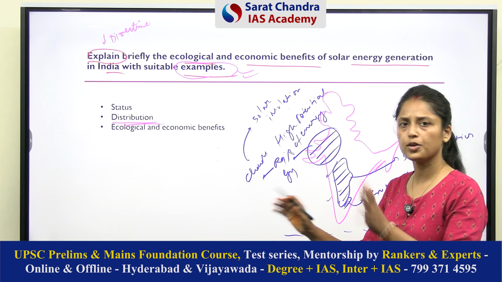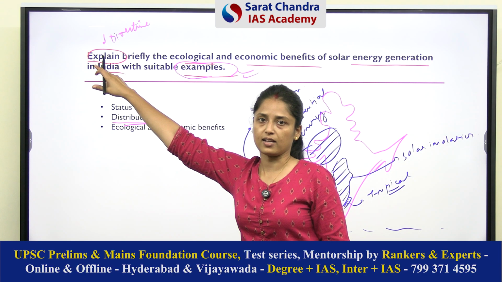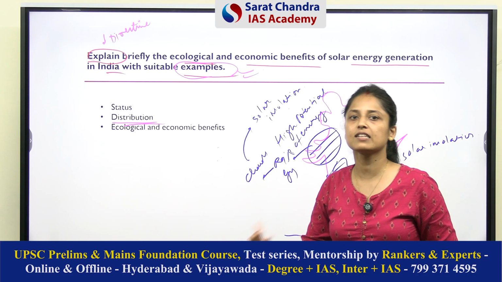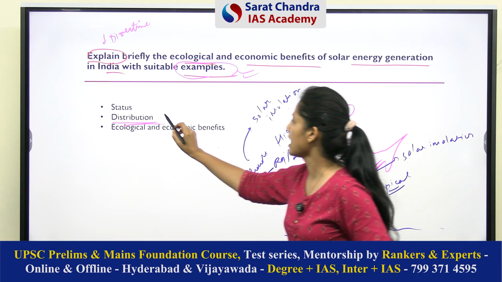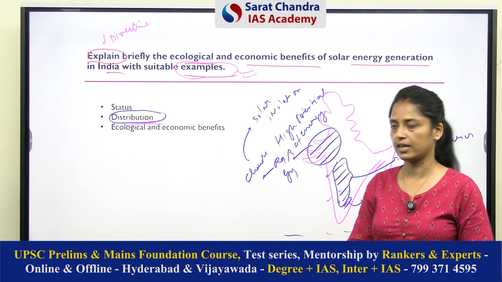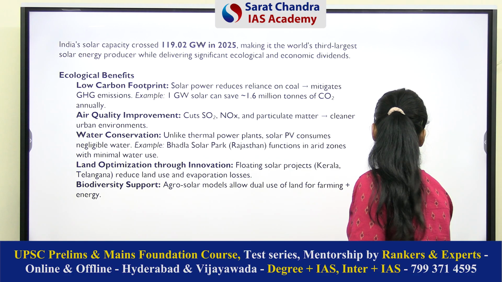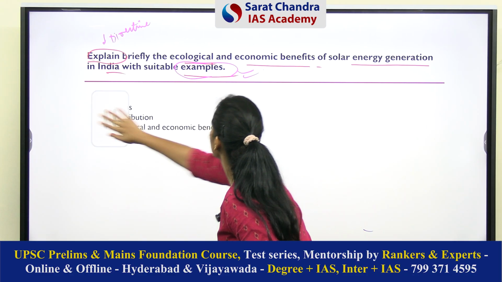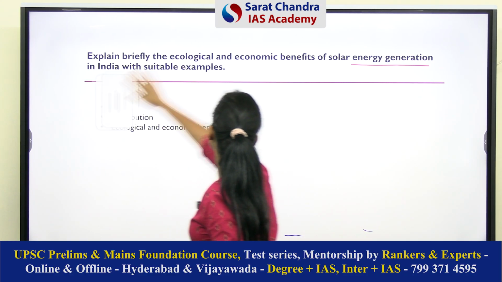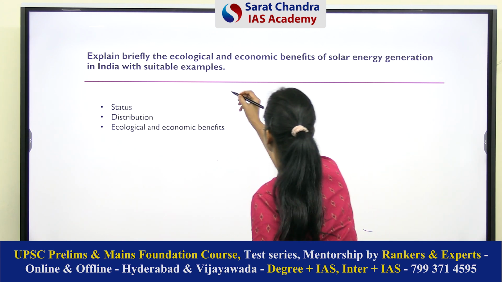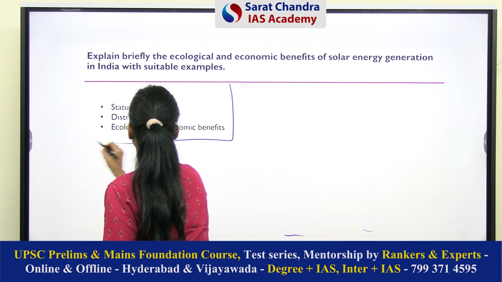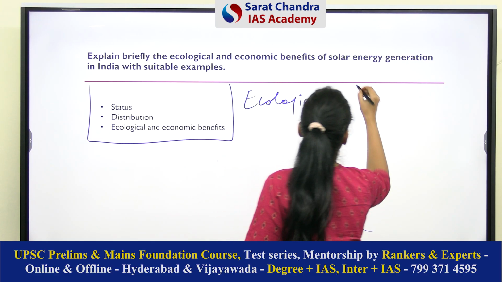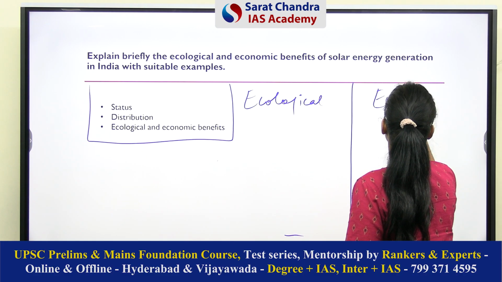Okay, so already they have a high amount of solar insolation. So in short you can discuss this, because your directive is explain. So you just can't write only the ecological and economic benefits. You have to increase the dimension. So the dimension which I have included is the distribution. That's okay. So now coming to the main part which has been asked in the question. So the main part is the ecological and economic benefits.